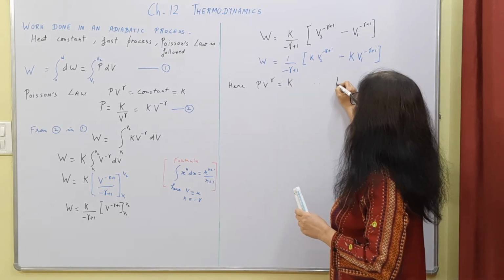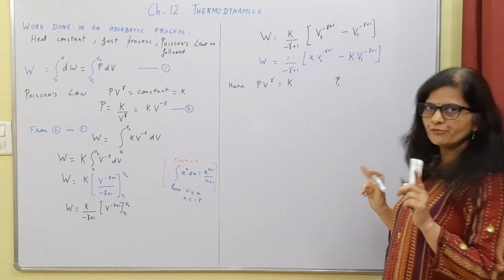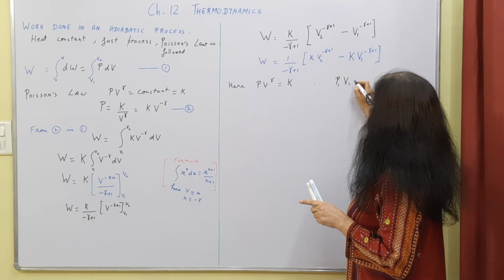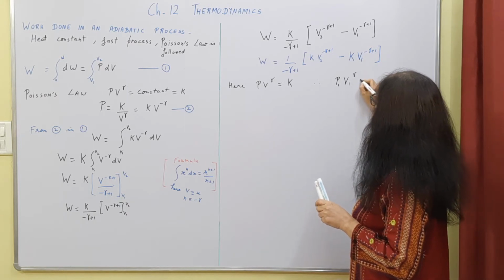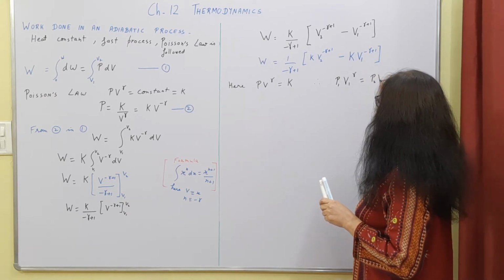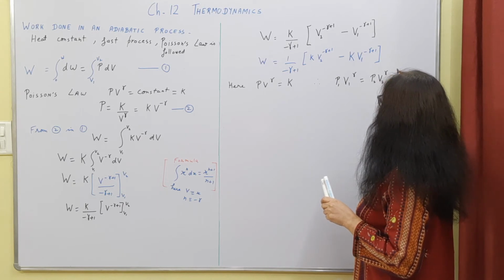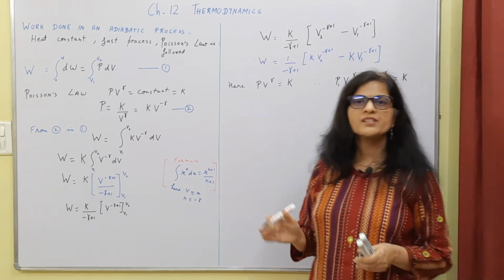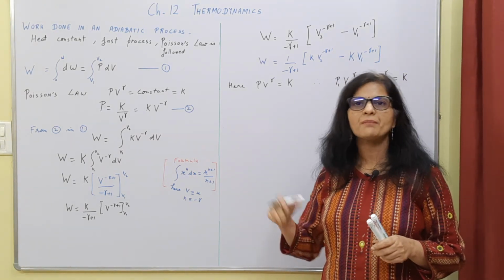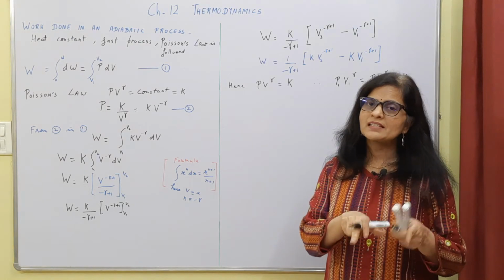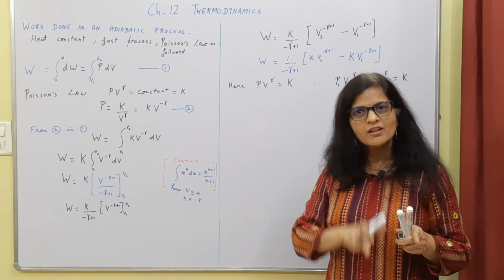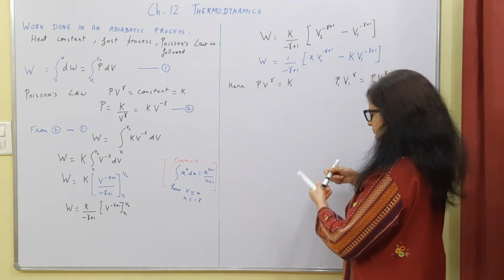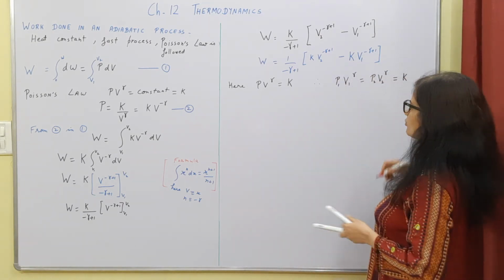That means if we place it for two different positions, so this one will be p1 v1 to the power gamma is equal to p2 v2 to the power gamma is equal to k. That means p1 v1 to the power gamma is also k and p2 v2 to the power gamma is also k. So both can be considered equal to k because this is Poisson's law, which is followed in the adiabatic process. Now from here we can put the value according to our convenience.